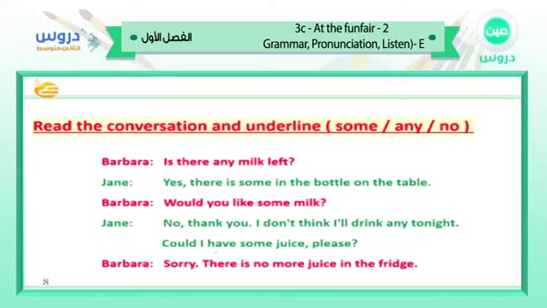Okay, let's see. Yes, we got it right. Any, some, any, some, and no. Okay, we just underline it. So how do we use it in the sentence and when?